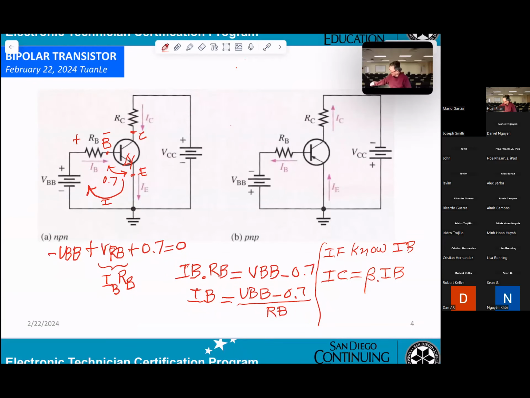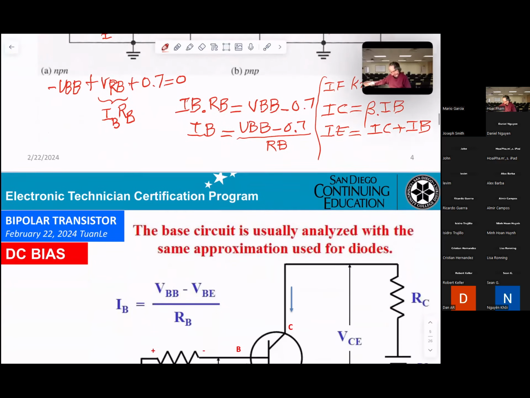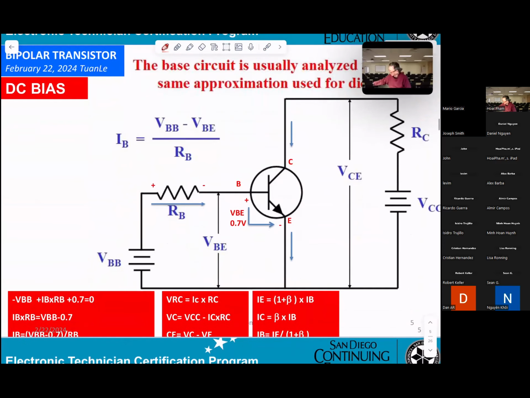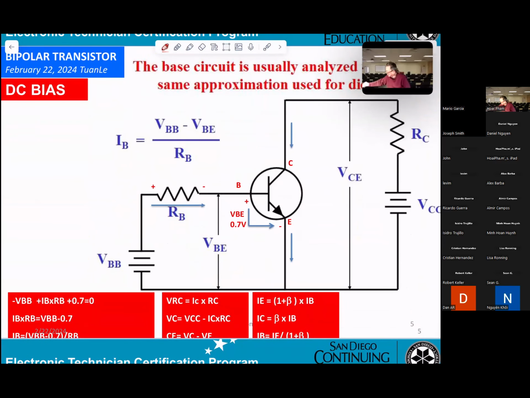Okay, and in general, IE equals IC plus IB. You already know IC and IB, so you can calculate the IE. The formula will be the same thing for both. Now in here, they already gave you everything.